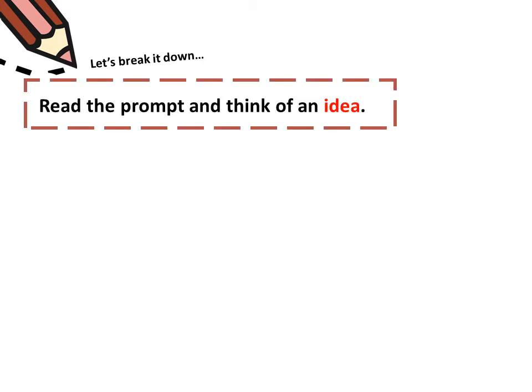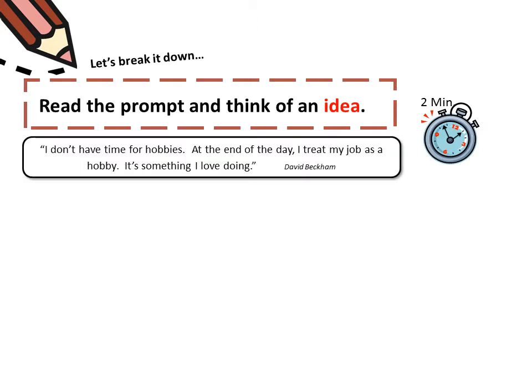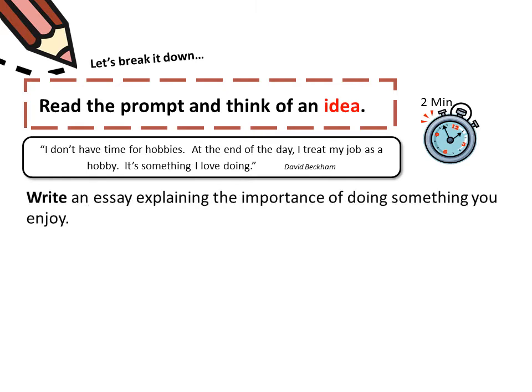Let's break it down to show you what you're going to do in each part. First, read the prompt and think of an idea. Remember, you have 2 minutes to do this portion. The prompt says, "I don't have time for hobbies. At the end of the day, I treat my job as a hobby. It's something I love doing." That's a quote from David Beckham. Write an essay explaining the importance of doing something you enjoy.